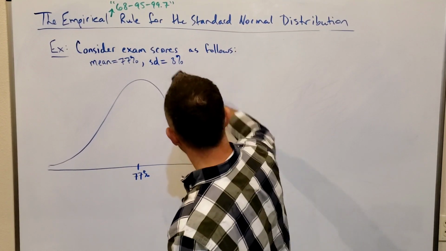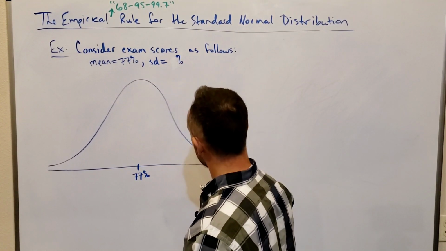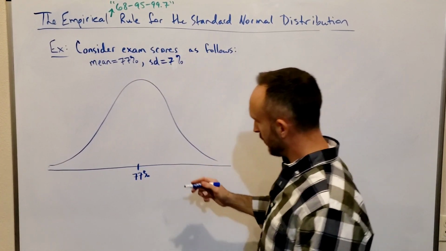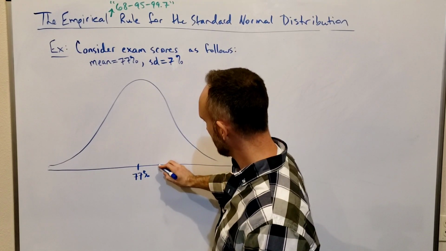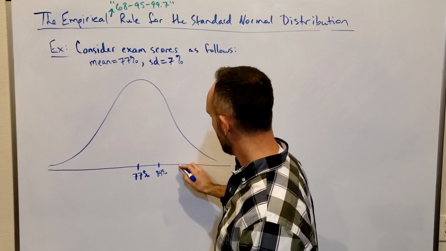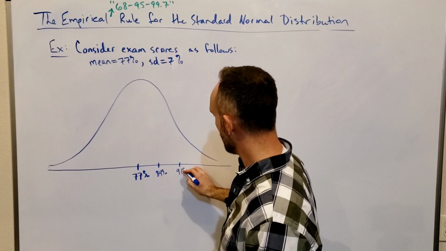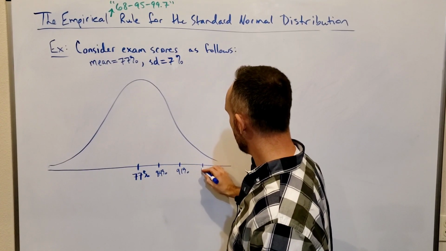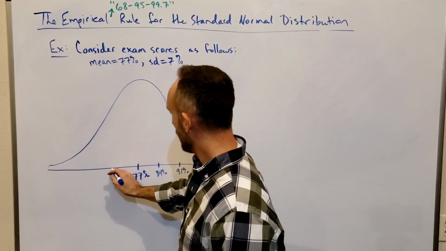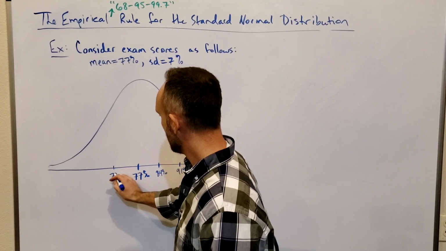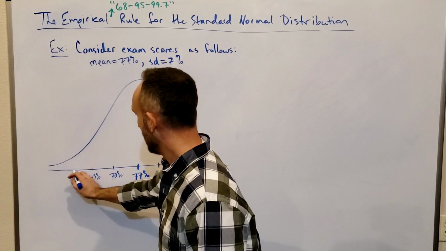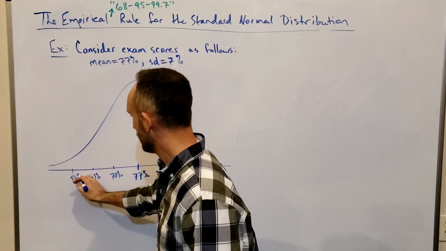Sorry, that seems a bit high. Let's say a standard deviation of 7%. Let's deal with sevens, okay? So then, if we go one standard deviation above, I would add 7% and I would have 84%. Another standard deviation would be 91%, and another would be 98%, okay? Going left, I would get 70%, 63%, and 56%, all right?